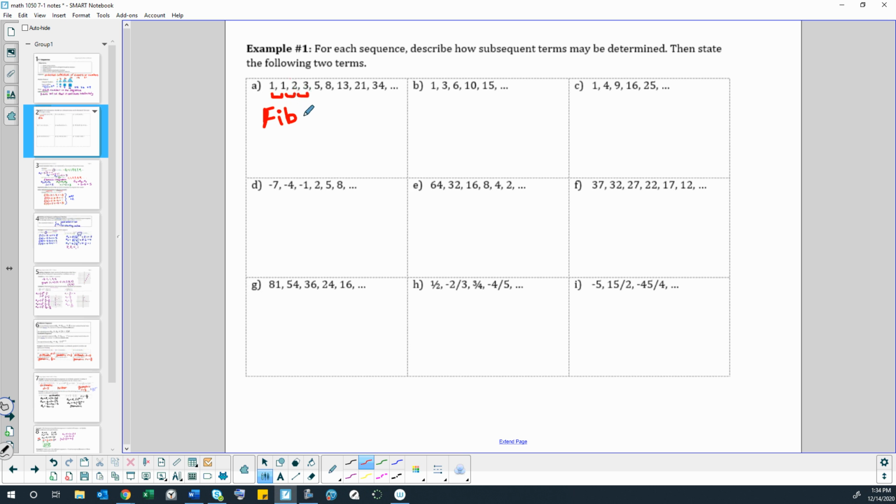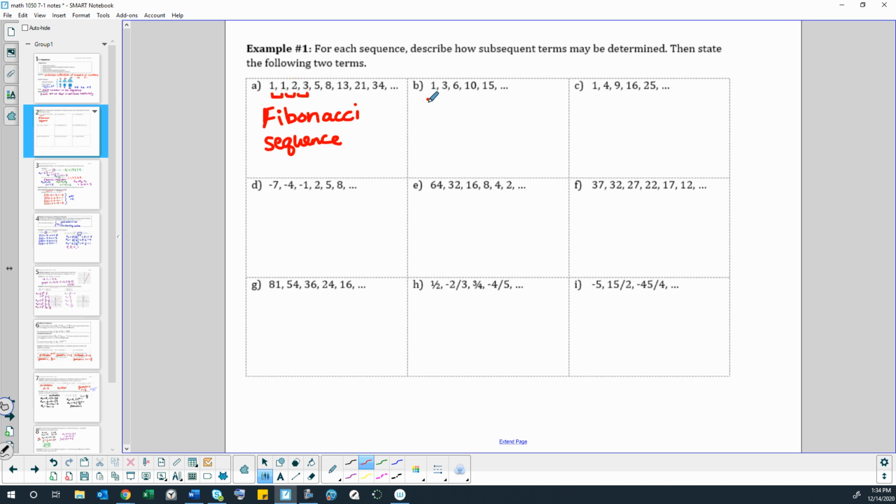There's lots of awesome videos out there about this sequence. So this is called Fibonacci sequence, and it just comes from taking 2 terms, add them together to get the next term, and repeat.